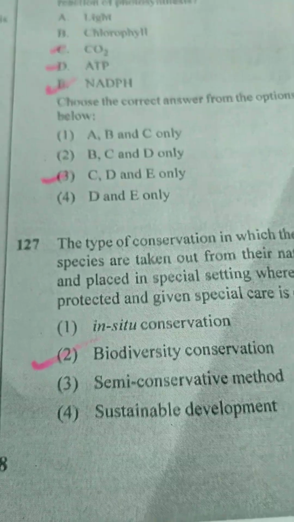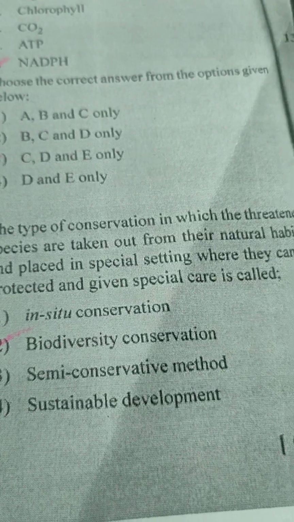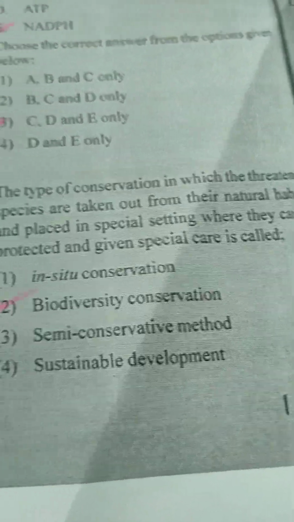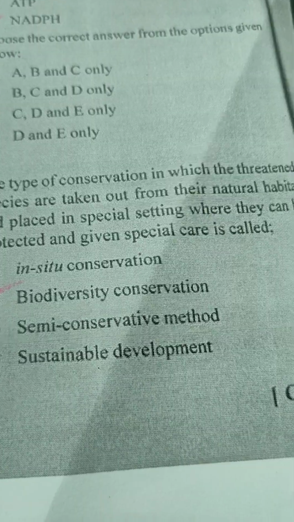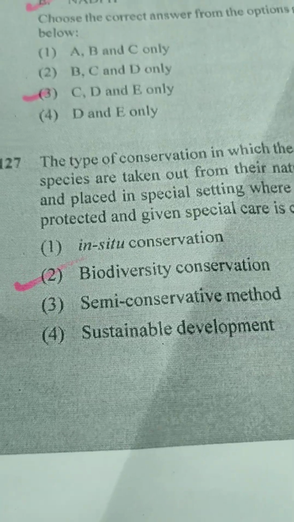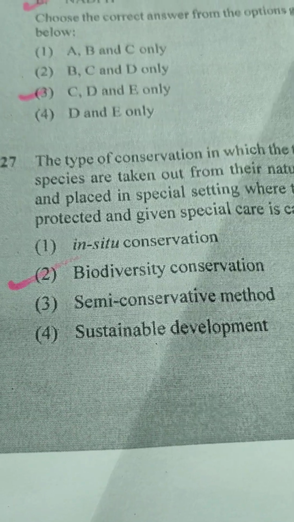Question number 127. The type of conservation in which the threatened species are taken out from their natural habitat and placed in special settings where they can be protected and given special care is called? Correct option is 2, biodiversity conservation.